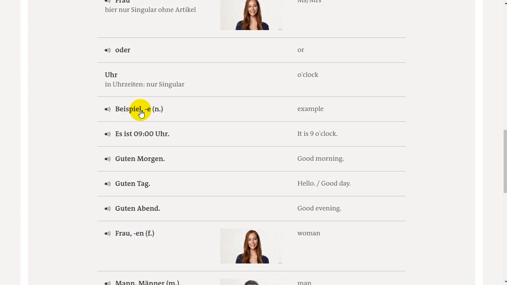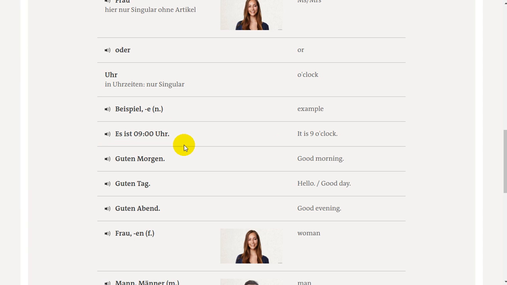Now, for example: es ist 9 Uhr. Es ist 9 Uhr means it's 9 o'clock. A simple sentence used to describe the time.